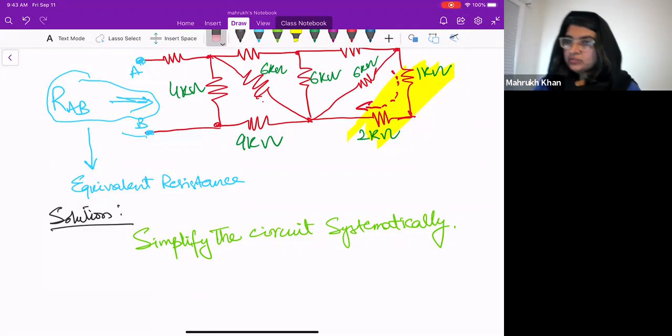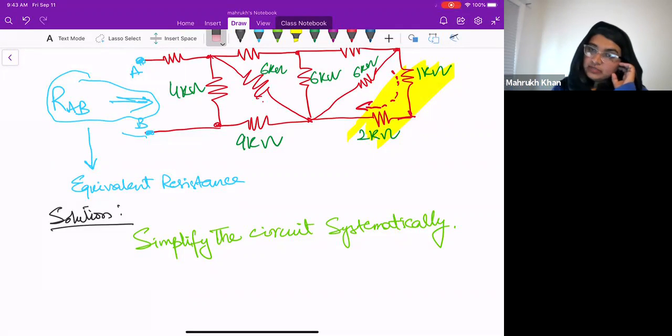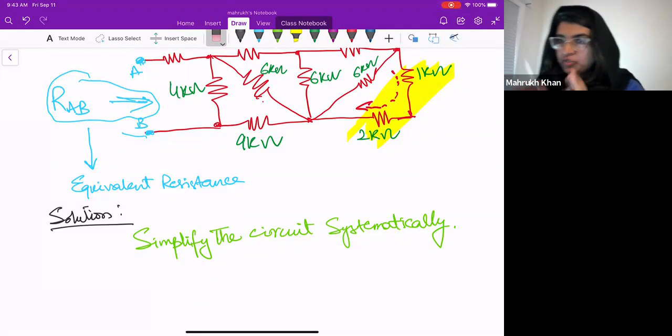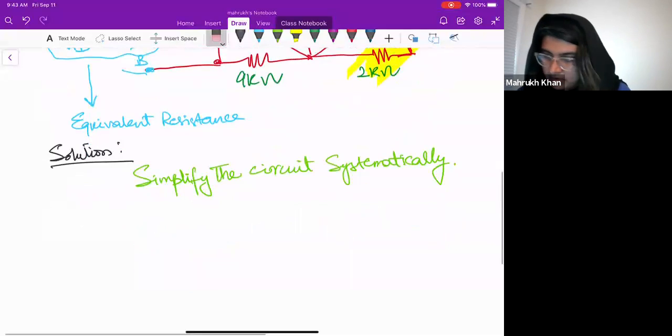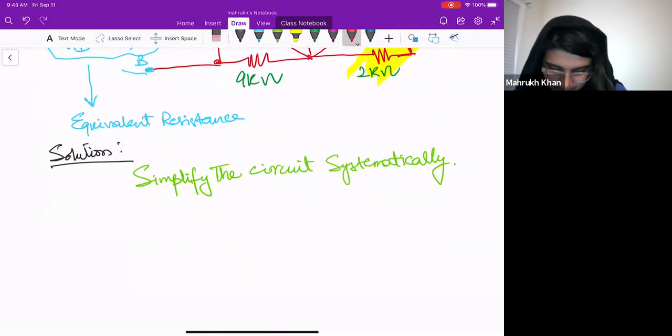Sometimes I know it looks confusing when you see the circuit whether they are series and parallel. I recommend just focusing on the small part which you are trying to solve. Don't look at the large part. So these are in series, and I can replace my circuit like this.